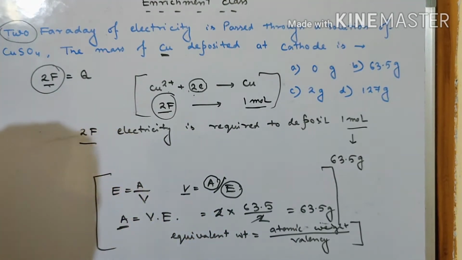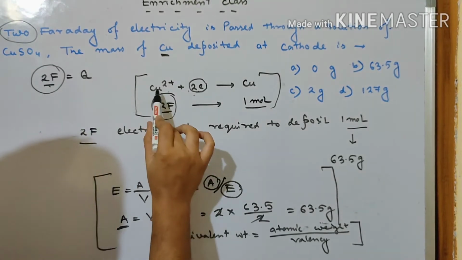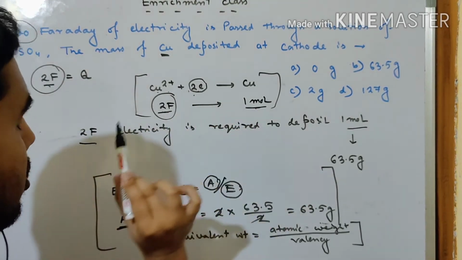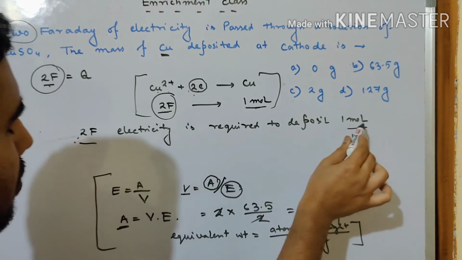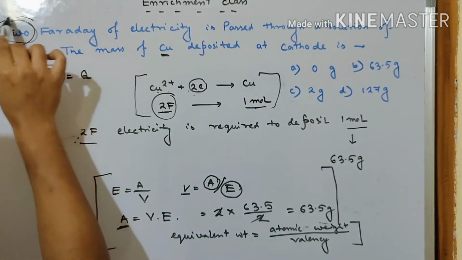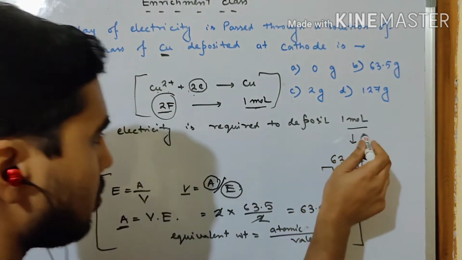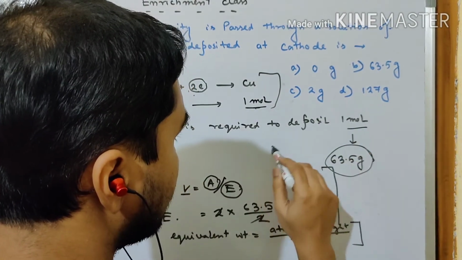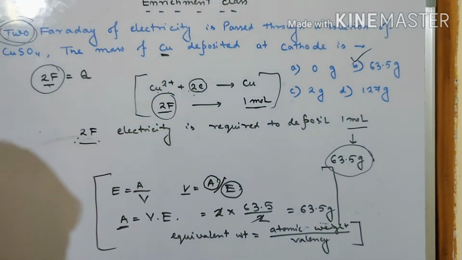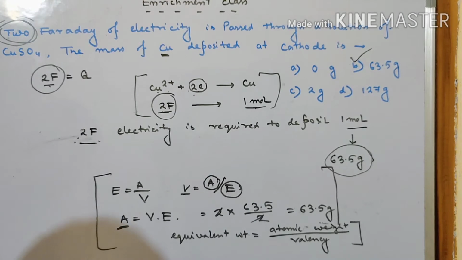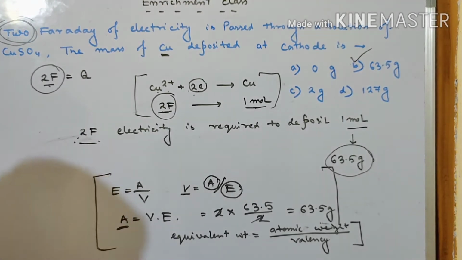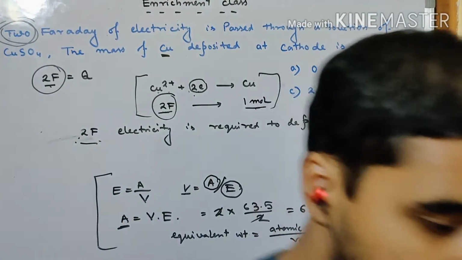So just additional information, you may or may not use this over here because you may not be aware of the equivalent weight concept. So simple, this equation suggests 2 Faraday is required to deposit 1 mole. According to the question also it is 2 Faraday. So 2 Faraday will deposit 1 mole. 1 mole is how much? 63.5 grams. So this answer is correct. So without wasting time, let us move forward to the next question.